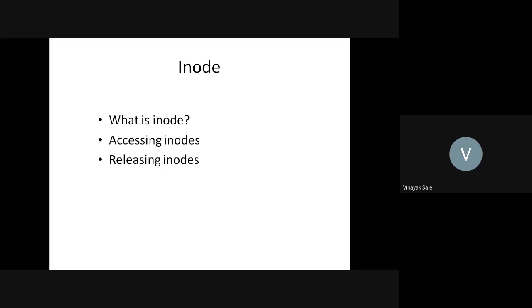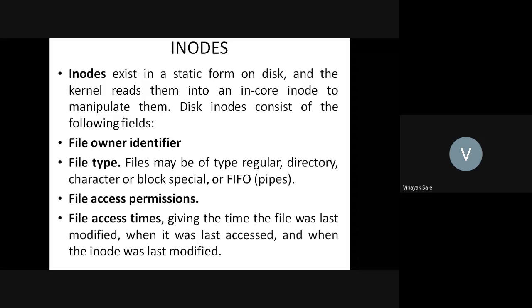So what is an inode? Inodes exist in static form on disk, and the kernel reads them into an in-core inode to manipulate them. A disk inode consists of the following fields.